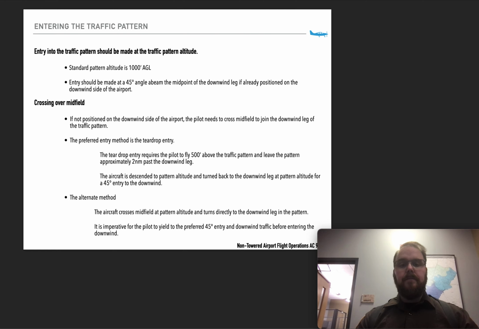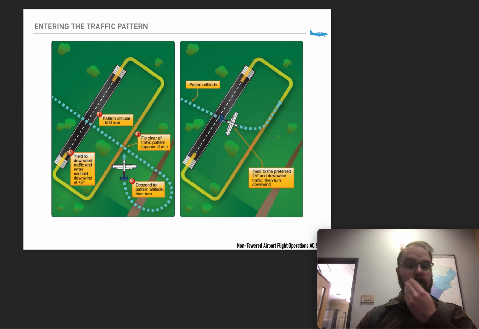at the midfield point. So this next slide is a picture which depicts how to enter a traffic pattern if on the opposite side of the airfield. Using my pointer here, I can show you that for the teardrop entry, this is the preferred method. The airplane flies 500 feet over a traffic pattern, flies approximately 2 miles away from the traffic pattern, does this right turn, and descends down to traffic pattern altitude in the turn. This is so they're able to enter the traffic pattern at traffic pattern altitude on a 45 degree angle, the same way they would if they started on this side of the airfield coming straight in.